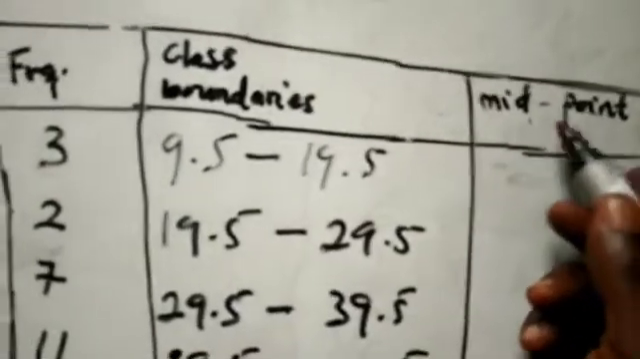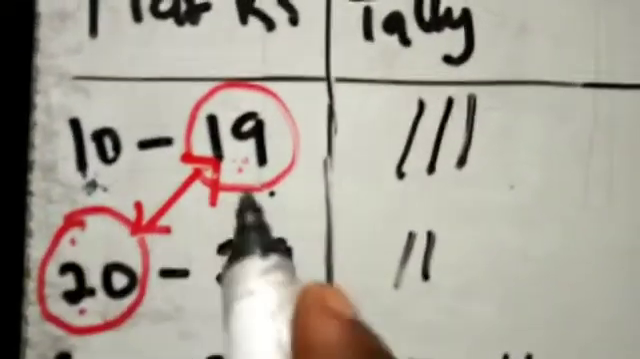We call it what? A midpoint, meaning the middle point of what? Of these two guys. So 10 plus 19, that will be what? 29. They say the middle of the 29, meaning you should divide it by 2.